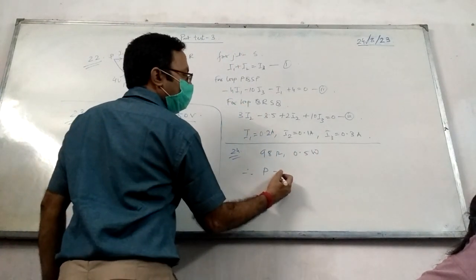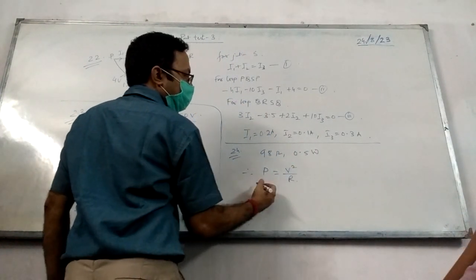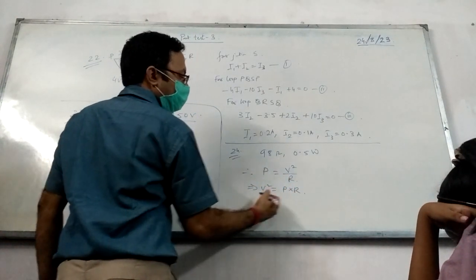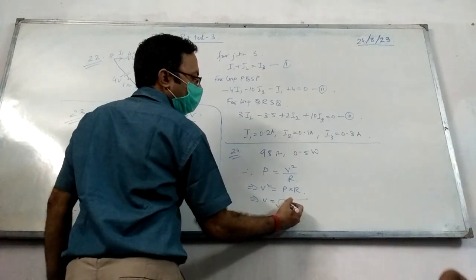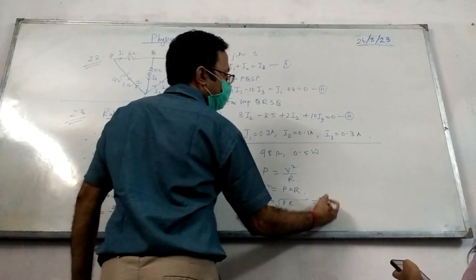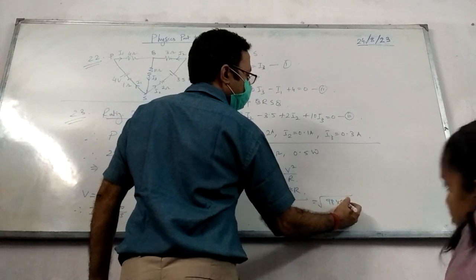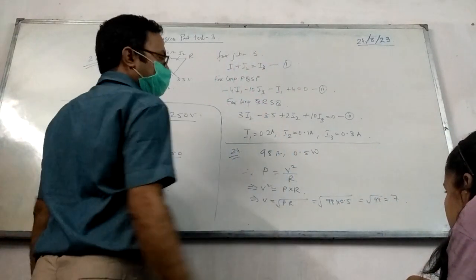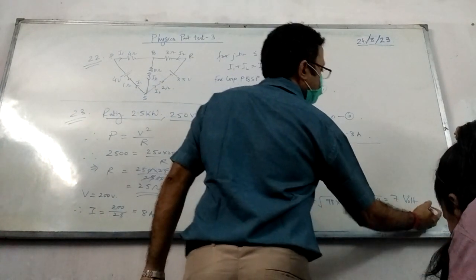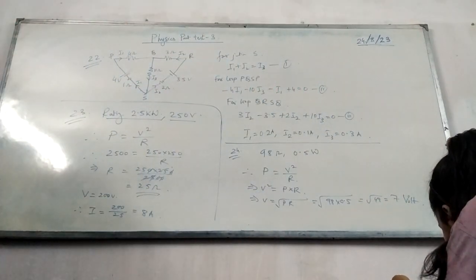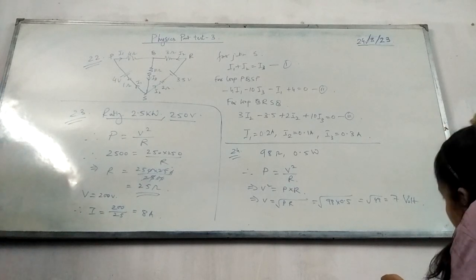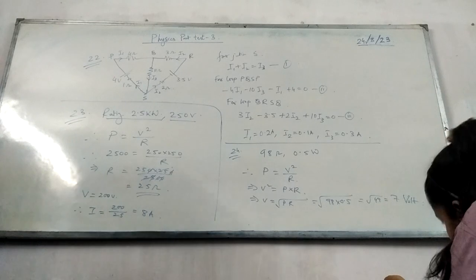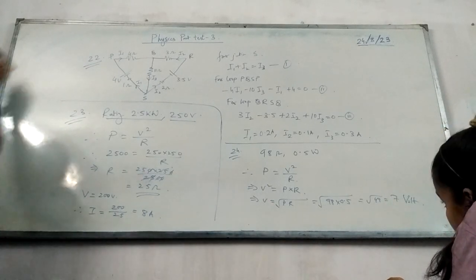So obviously P equal to V square by R, right? So V square is equal to P into R. So V equal to under root of P into R. Under root of 98 into 0.5, which is 7 volt. So 7 volt is the maximum potential difference we can apply across the circuit. Right?